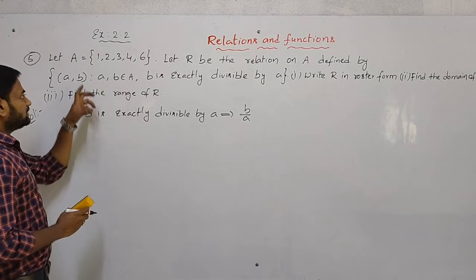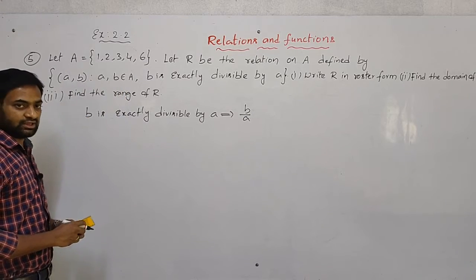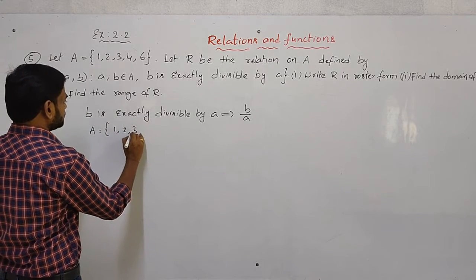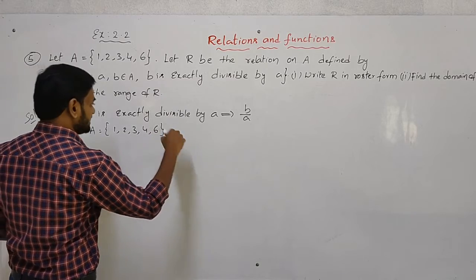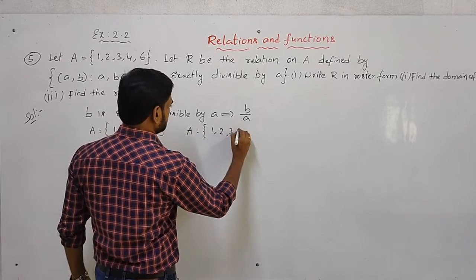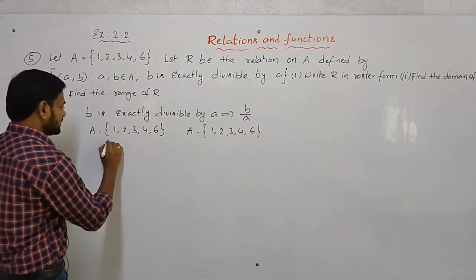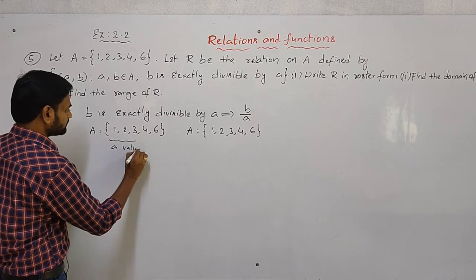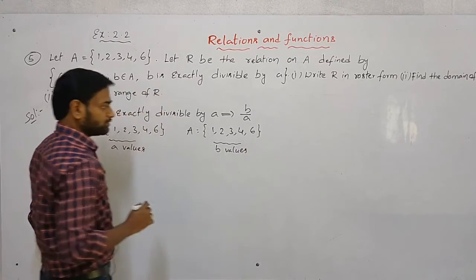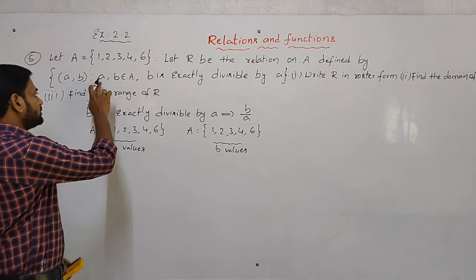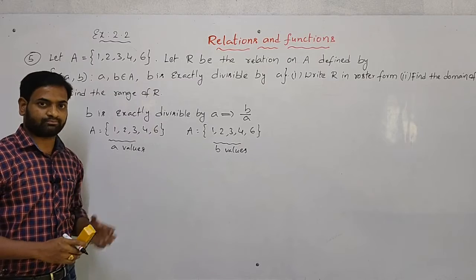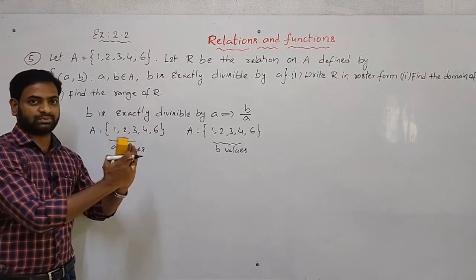And next here A values to B values from the set capital A. So here I am taking capital A is 1, 2, 3, 4 and 6. Again I am taking capital A, 1, 2, 3, 4, 6. So these values are A values. These values are B values. Both the values are same because A comma B belongs to capital A. So A values, B values both are same. For understanding purpose, I took separately.